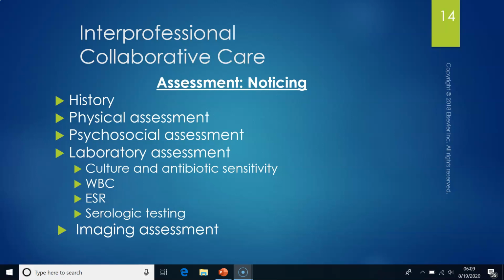Laboratory assessment. The best procedure for identifying microbes is a culture. You may hear that we gather a C&S urine on a patient, or that we're doing blood cultures. What we're actually doing is a blood culture and a sensitivity. The culture is the best procedure for identifying the microorganism, and the sensitivity testing determines what drugs have the best effect on certain organisms.